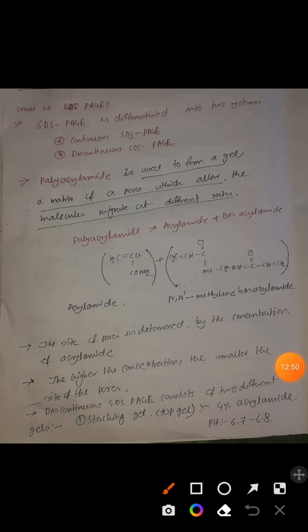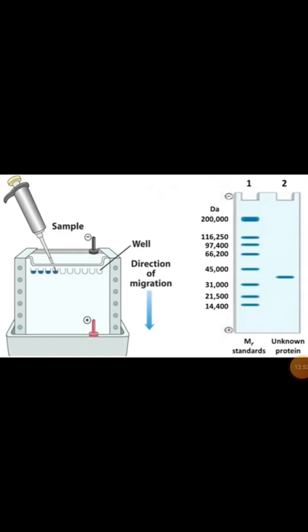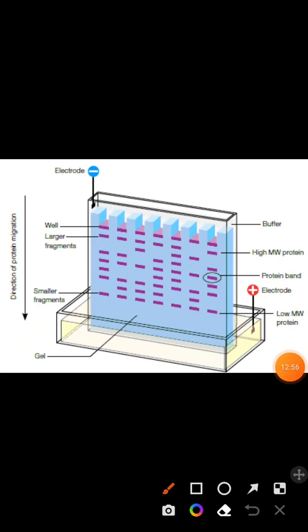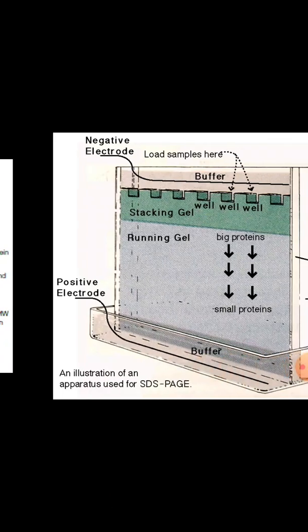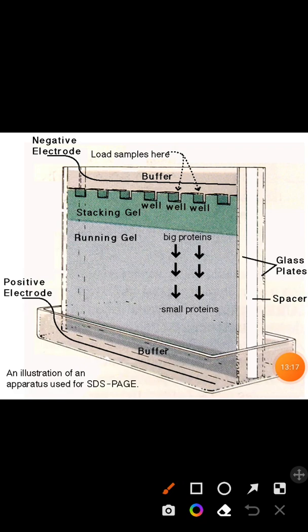So I have told you. Now let me take a picture. So this is an example of continuous gel electrophoresis or continuous SDS-PAGE. Why? Because remember, here we are using only one kind of gel, only a constant concentration of gel. And this example is the discontinuous gel electrophoresis, where there are two gels, one is running gel, another one is stacking gel. Just there is a difference in concentration, that's it.